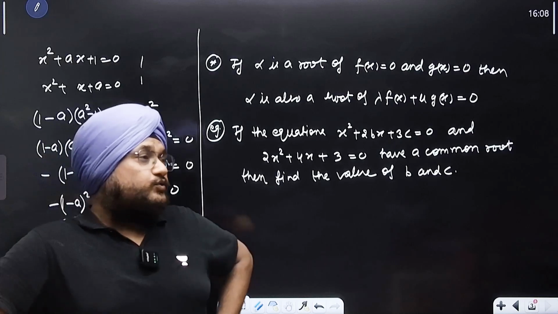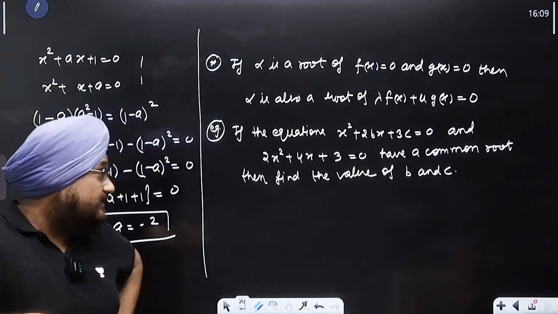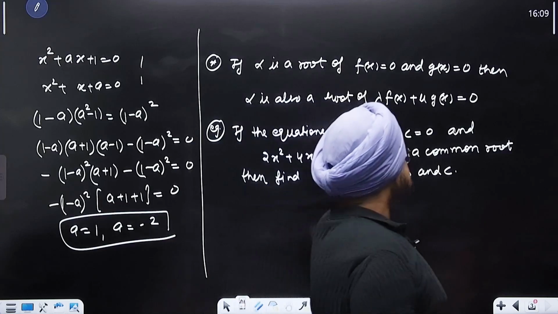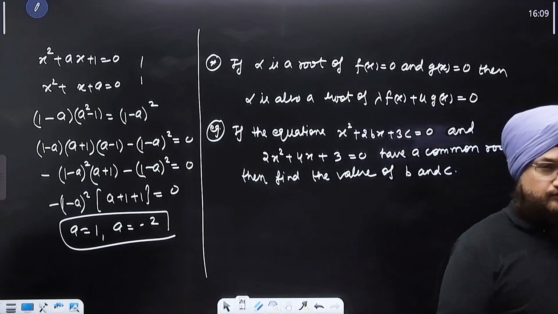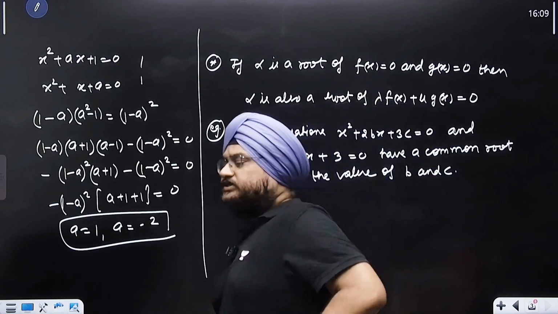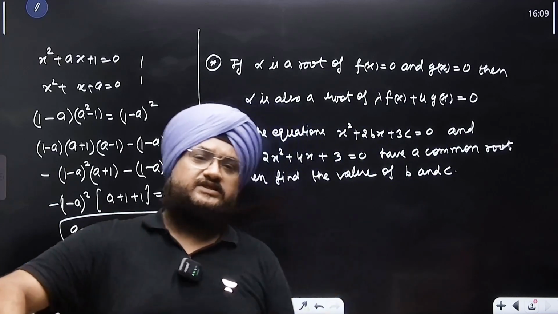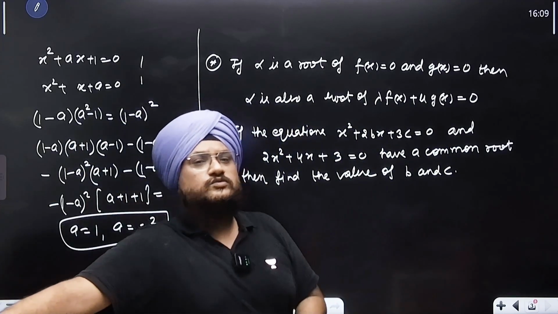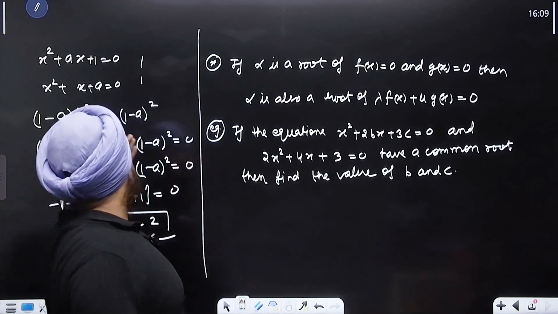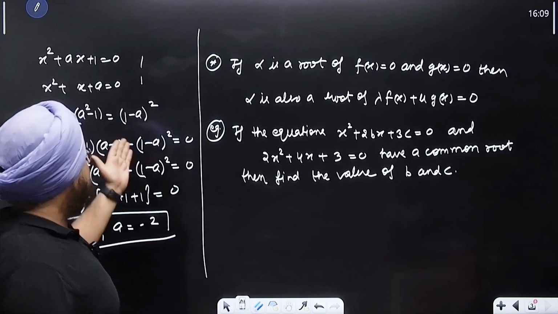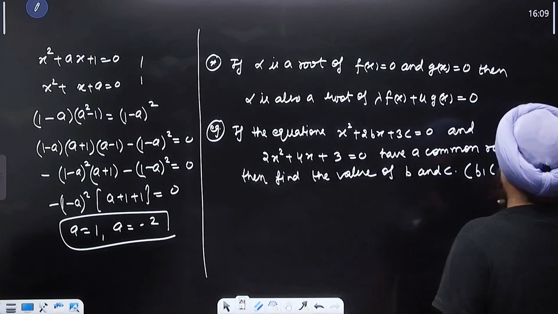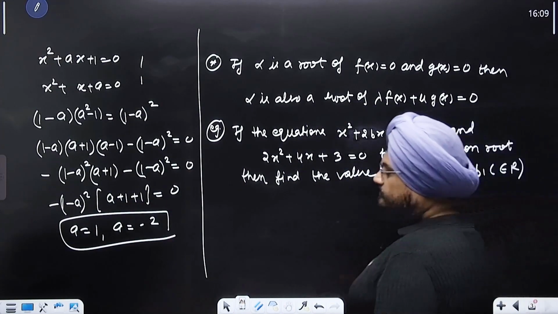So we are given two equations. Now there are two parameters, b and c, which need to be found. So again in this question there is no specification whether one root is common or both roots are common. So either we can apply this condition directly. In this question another information is given that b and c are real numbers.